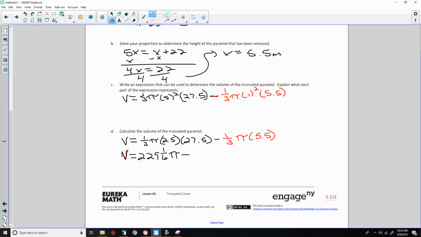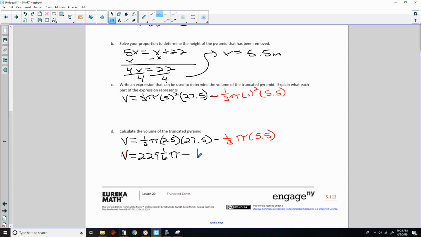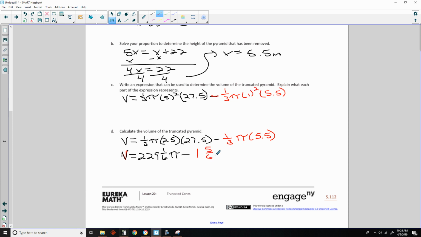Minus 1/3 of 5.5. So 5.5 divided by 3, same as multiplying by 1/3, it's 1.83 repeating. So it's 1. And what is 0.83 repeating as a fraction? So I could do 0.83 and hit 3 a bunch of times till I go off the screen and hit enter, and then hit math, enter, enter, and that is 5/6. So that is 1 and 5/6 pi. So 229 and 1/6 pi minus 1 and 5/6 pi is going to give us an answer of our volume.